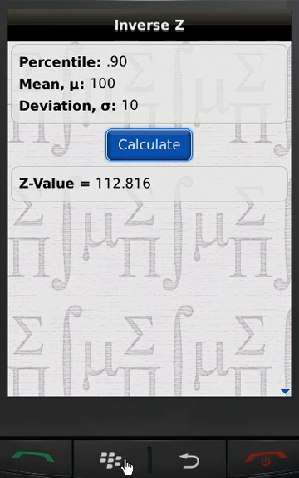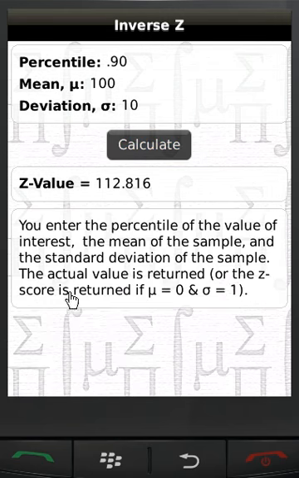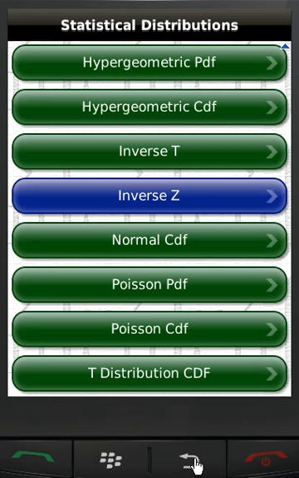112.816. There is a help provided, so you don't have to remember all this at one time. I did provide help for you on all of these screens. And that ends your session on statistical distributions, part 2.